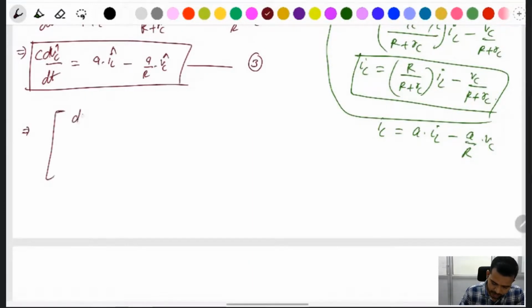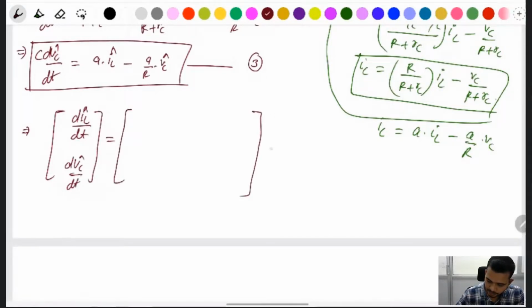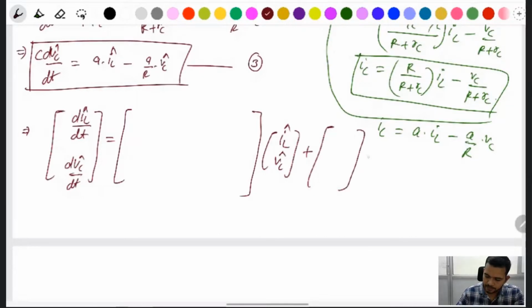Find the matrix like dIL cap by dt and dVc cap by dt. Something, this one IL cap and VC cap, plus something here and D cap.